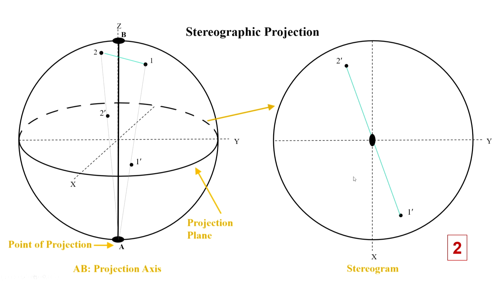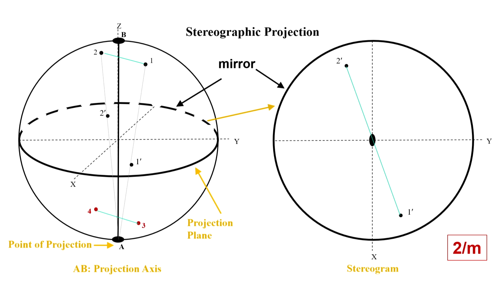Now let's add another symmetry element to it. I've added a mirror plane, and now this mirror plane, the projection plane, is also the mirror plane. Now what is going to happen is, poles 1 and 2 will get reflected by the mirror plane. So poles 1 and 2, which are in the upper hemisphere, will get reflected to the lower hemisphere or the bottom hemisphere like this. These poles 3 and 4 are a result of the reflection by the mirror plane, which is lying in the projection plane.